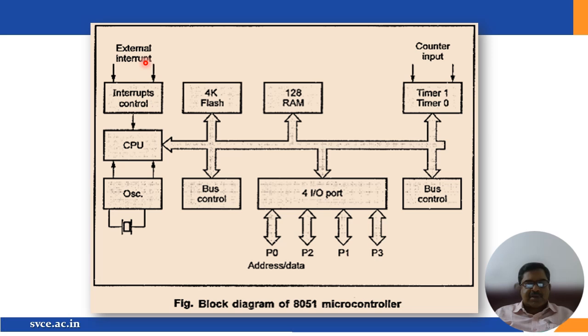You have external interrupts, 4K flash, 128 byte RAM, and timer and counter. So this is a separate unit attached to it. And this is bus control, where we have two types of buses. One is the address bus and the other is the data bus. And you have four I/O ports, P0, P2, P1, and P3. All are bidirectional buses, so data can be taken in both directions. So this is the simple architecture of 8051.